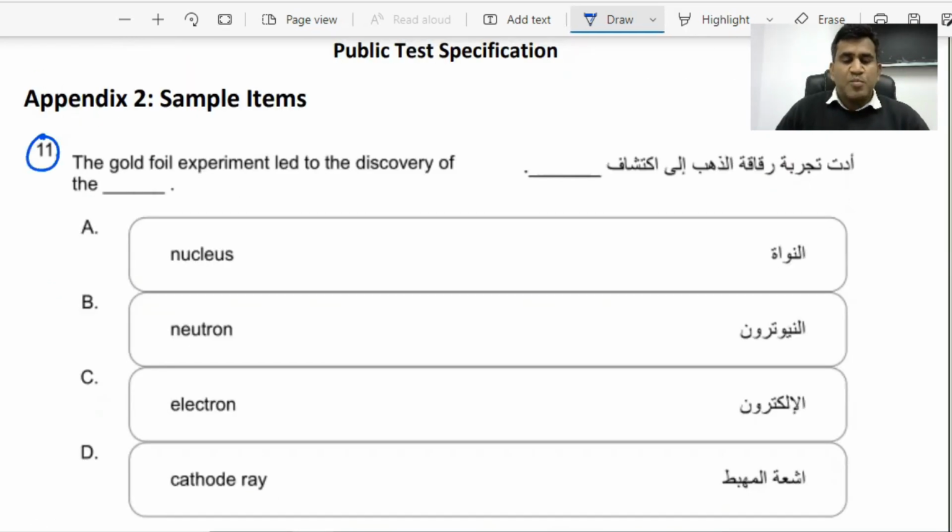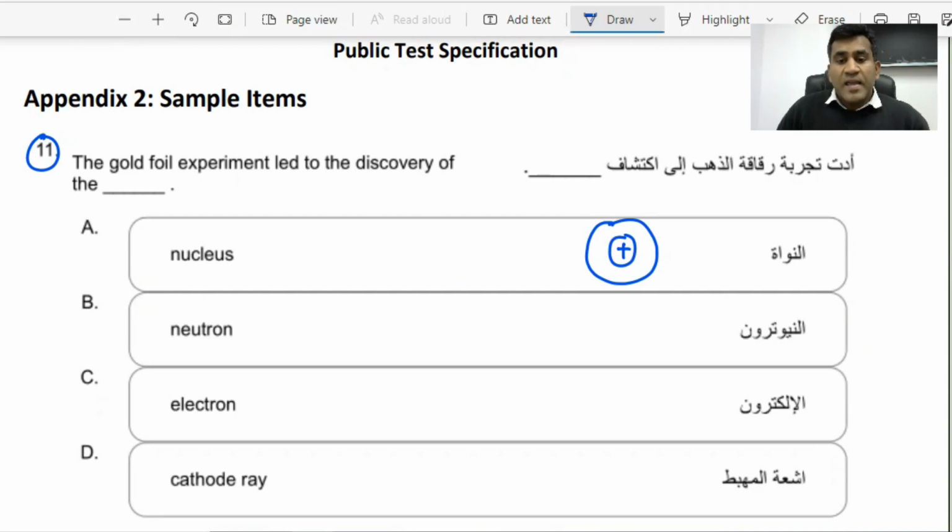Question number 11 is the simplest question, I would say. You just need to understand some theory behind it. They are saying the gold foil experiment led to the discovery of the dash. So who conducted the gold foil experiment? It is not necessary to remember the name of the person, but let me tell you. Rutherford was the person who conducted the gold foil experiment. He took an atom of gold. Let's say this represents an atom of the element gold, and we didn't know before him that something called the nucleus is present at the center.